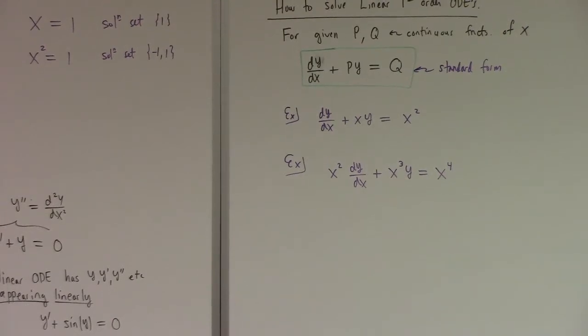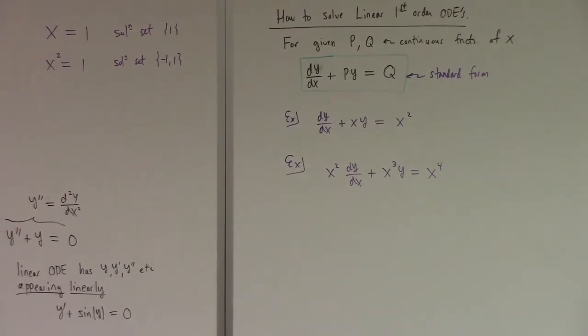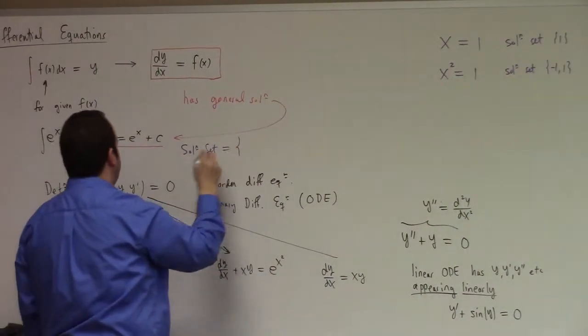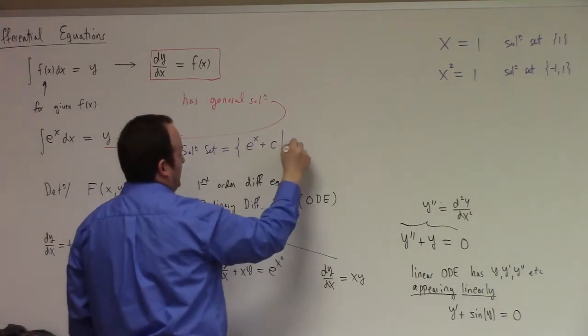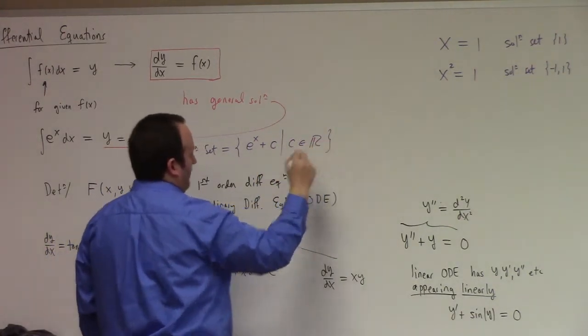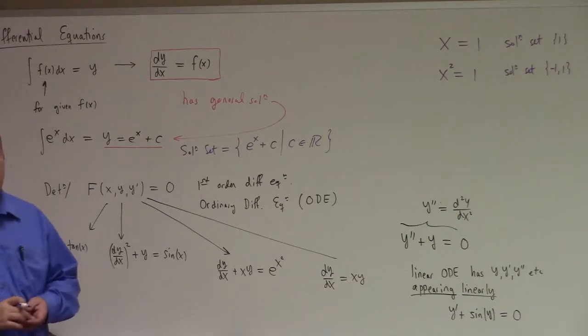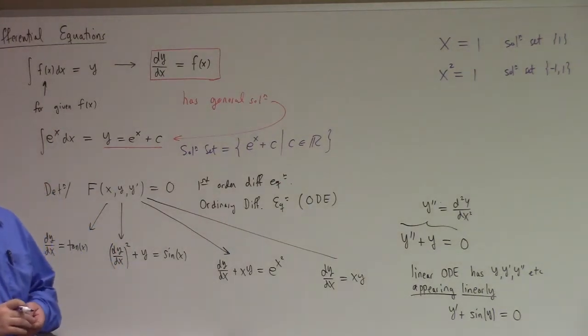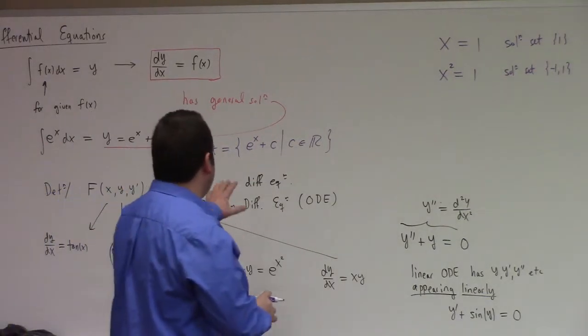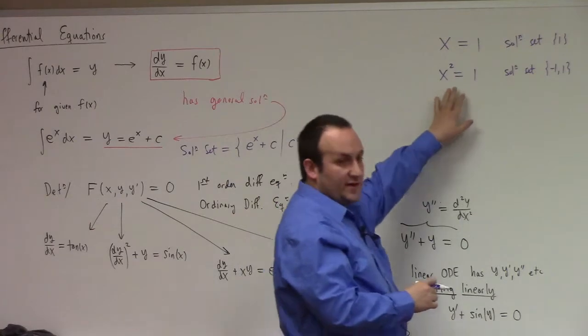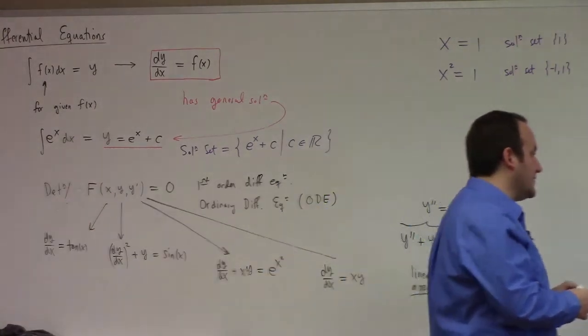Well, like in this example, the solution set was e to the x plus c such that c is a real number. Whoa, that's big. Infinitely many functions, right? So a differential equation has a much larger kind of solution set than an algebraic equation. That's not too surprising, really.